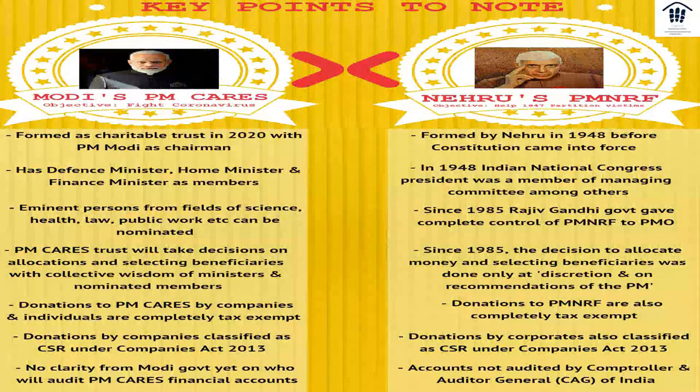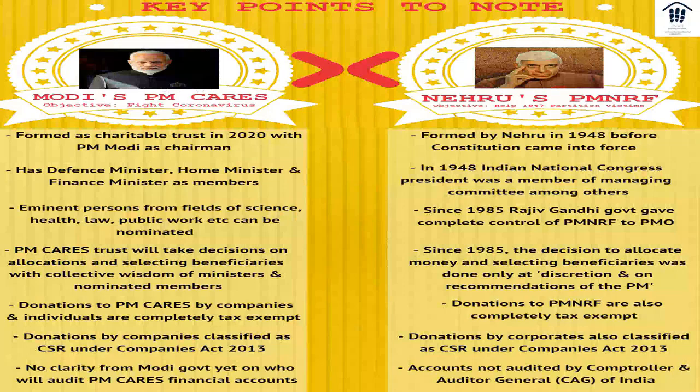Okay, just to revise, so this is a comparison: Modi versus Nehru, PMNRF versus PM CARES. So objective obviously is different: fight coronavirus and help 1947 partition victim. Formed as a charitable trust, formed by Nehru before the constitution came into force. Has defense ministers, home minister, finance minister members. In 1948, Indian national president was a member along with others, right? Eminent persons from the field of science, law, etc. can be nominated. That's what I was saying. People will be nominated. Since 1985, Rajiv Gandhi came, keep complete control of PMNRF to PMO.